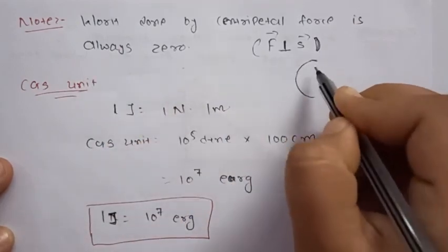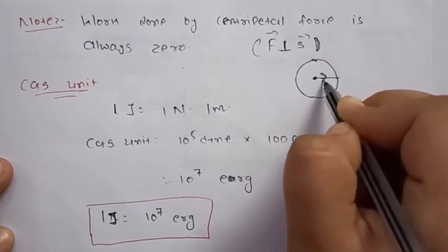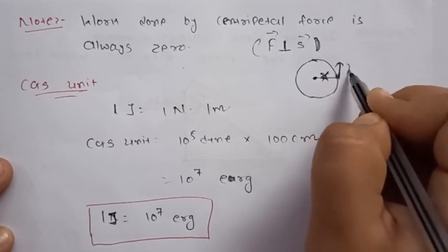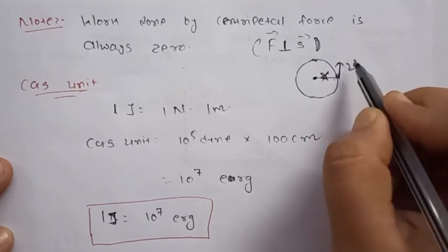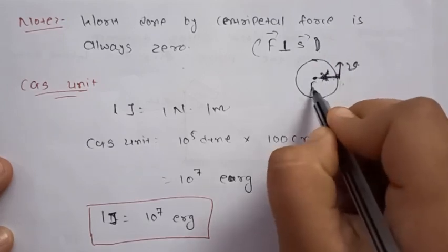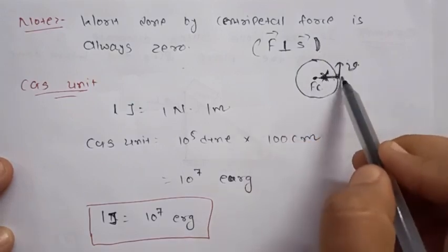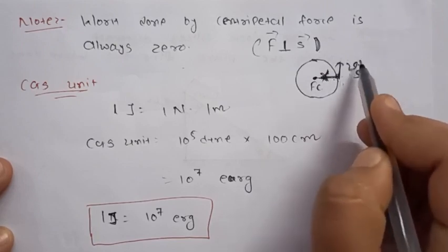If we see the circular motion, this object is moving along this direction. Let's say at this point velocity is v. So velocity will be in the tangential direction and the force, centripetal force, will be directed towards the center. Here, as velocity is tangential, the displacement will also be along the velocity.